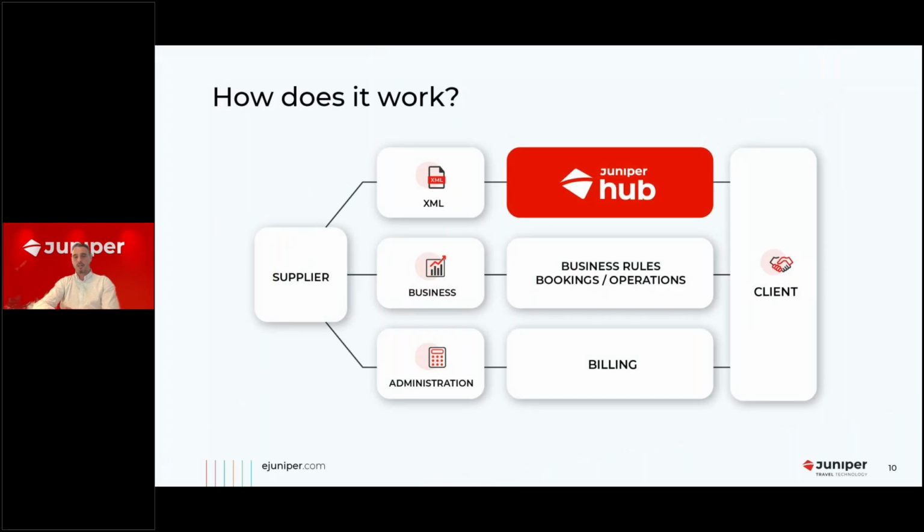How does it work? Well, it's very, very simple. On the screen, you can see that we have the supplier on the left side of the screen, and it's directly connected via XML to Juniper Hub. And through Juniper Hub, you will be able to reach the client. As you can see, the business rules and the payments will be parallel. It means that the supplier has to set up the business rules on their side and also agree with the client how they are going to get paid.